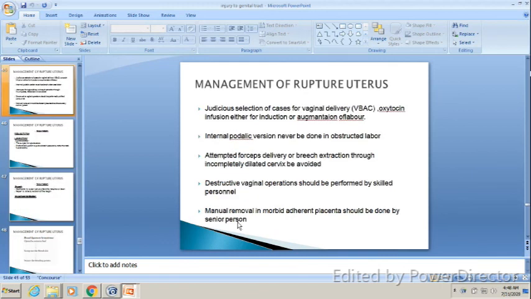You have to monitor the patient. If there is a delay and you think that it will not deliver, don't give so much time.